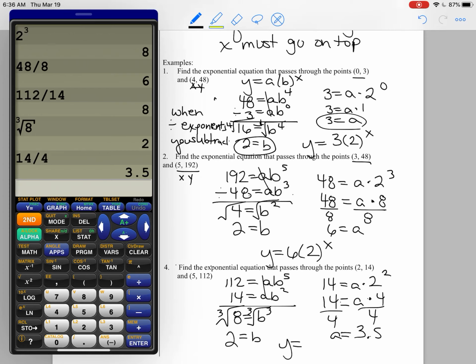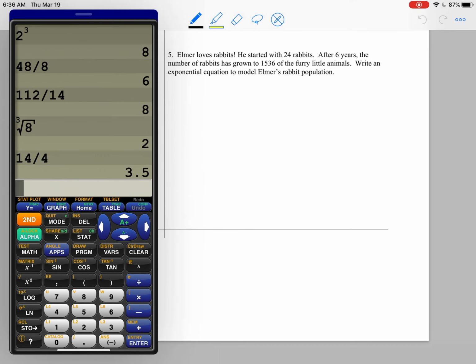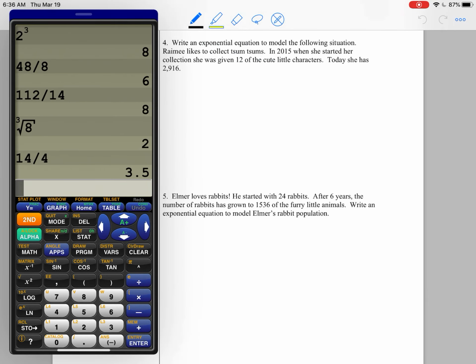All right, write our equation. Y equals 3.5 times 2 to the x power. All right, ladies and gentlemen, that's that first page. Let's go to the next page. Now we're going to get some word problems, but don't let them freak you out, okay? Just pull out the information, and if you write it as a point.